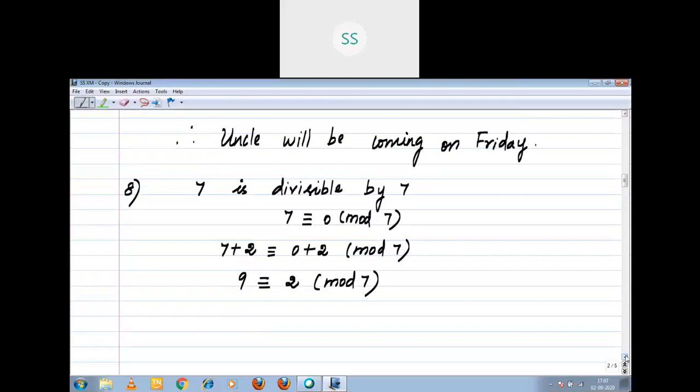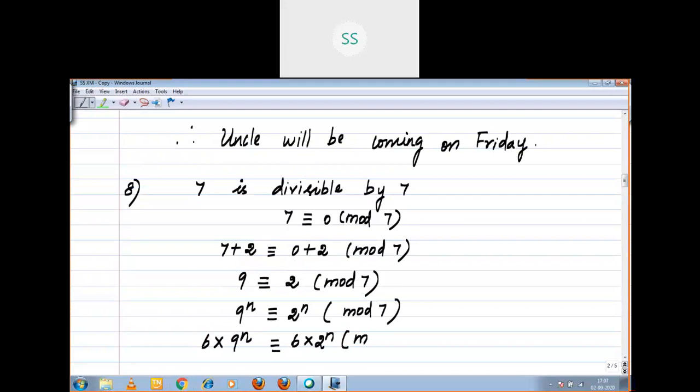Next I did power n, so I am going to raise the power on both the sides. 9 power n is congruent to 2 power n in modulo 7. Next, I multiplied 6 on both the sides. Based on the question, I am doing the modification. 6 into 9 power n is congruent to 6 into 2 power n modulo 7.